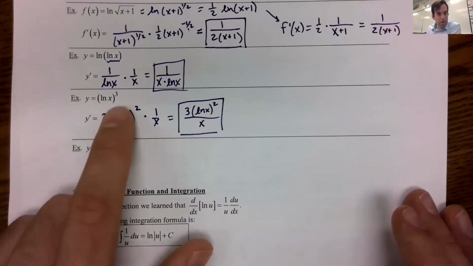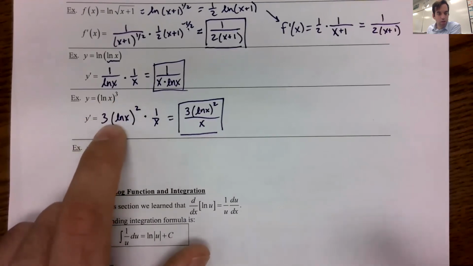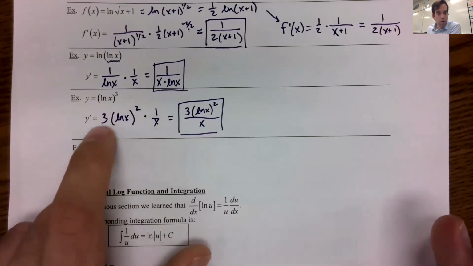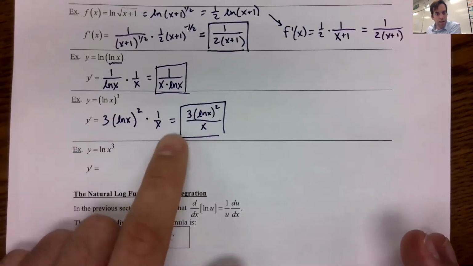When we take the derivative, now we're doing the chain rule. So we do bring the 3 in front because that's part of the chain rule, power rule. 3 natural log x to the second power because we subtract 1. And then we keep going.